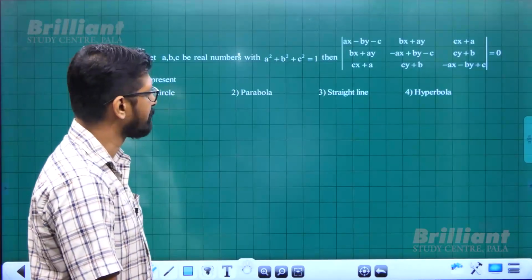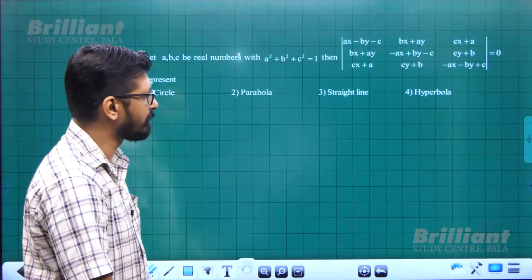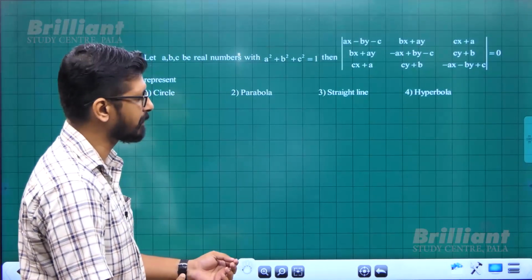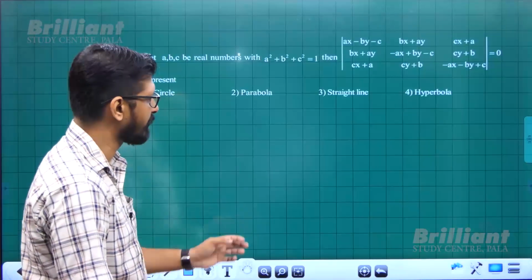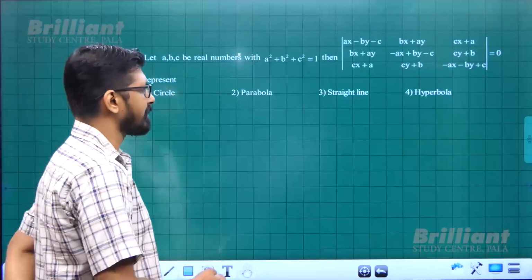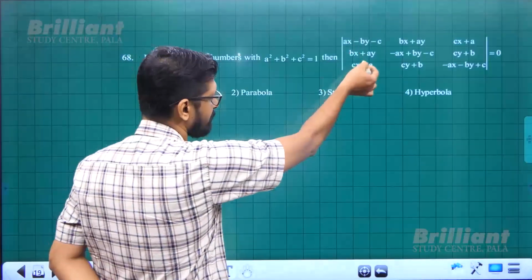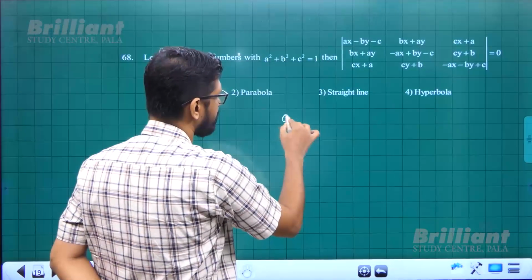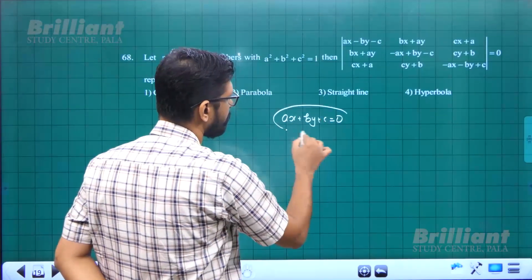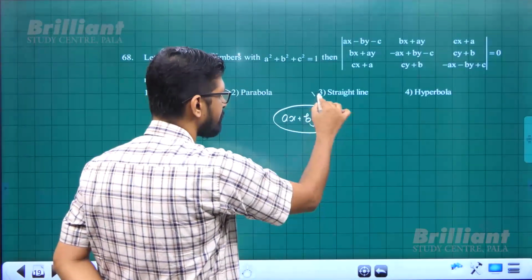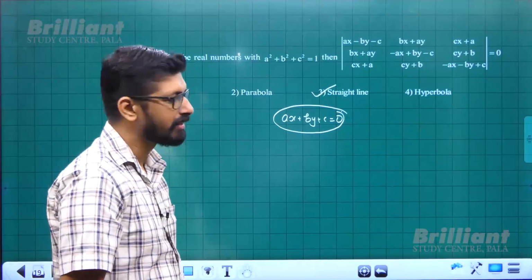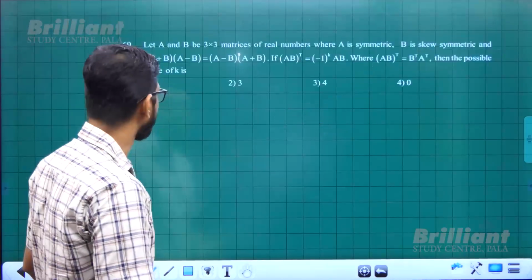a, b, c real numbers with a square plus b square plus c square is equal to 1. ദെൻ determinant [a x minus b y minus c, b x plus a y, c x plus a] ഇസ് ഈക്വൽ ടു 0 ആണെങ്കിൽ ഇത് റെപ്രസെൻറ്റ് ചെയ്യുന്നത് എന്തിനാണെന്നാണ് ചോദിച്ചിരിക്കുന്നത്. നമുക്കിതിനകത്ത് നോർമലി അറിയാം, നിങ്ങൾ ഡിറ്റർമിനന്റ് പ്രോപ്പർട്ടി അപ്ലൈ ചെയ്താൽ ഇത് ax plus by plus c equal to 0 പോലെ ഒരു സ്ട്രെയിറ്റ് ലൈൻ ആയിട്ട് കിട്ടും. സിംപ്ലി ഒന്ന് എക്സ്പാൻഡ് ചെയ്യുക എന്നുള്ളത് മാത്രമേ ഉള്ളൂ, വേറൊന്നുമില്ല. ഓക്കെ, അടുത്ത ചോദ്യം.